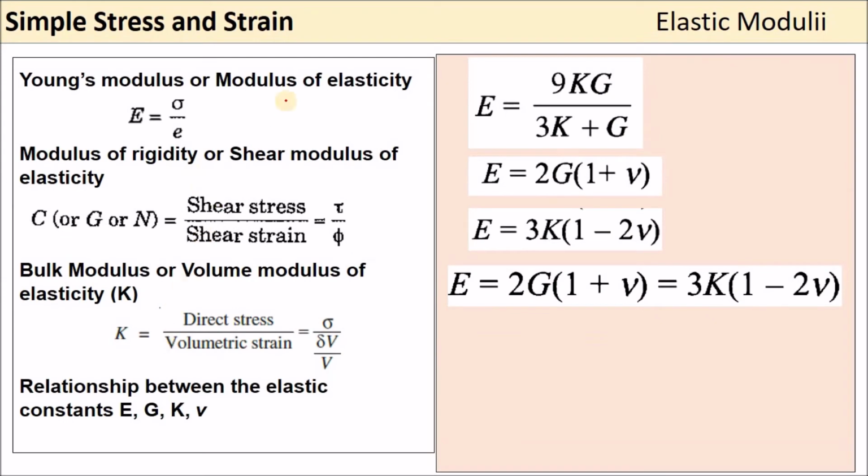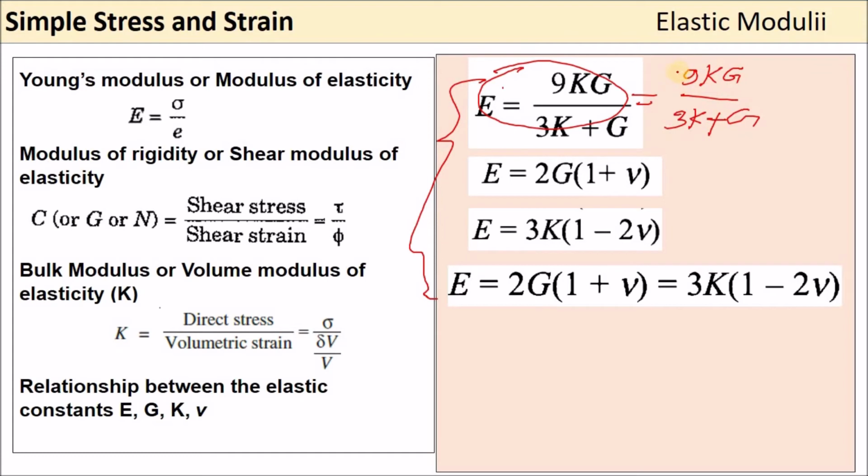These are our formulas, and there are some relationships between all these three constants. The first one is this one, you should remember this. Young modulus E equals 9KG divided by 3K plus G. Simply remember 9KG divided by 3K plus G. 9KG is bigger, so we keep 9KG on top and 3K plus G on the lower side. Like that you can remember, 9KG divided by 3K plus G. So you can easily remember.